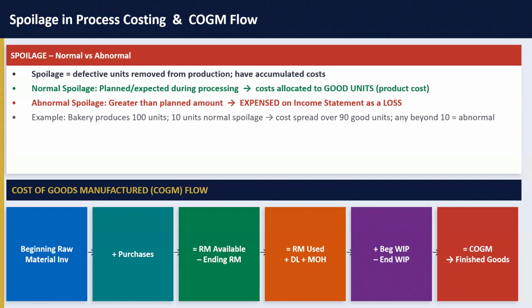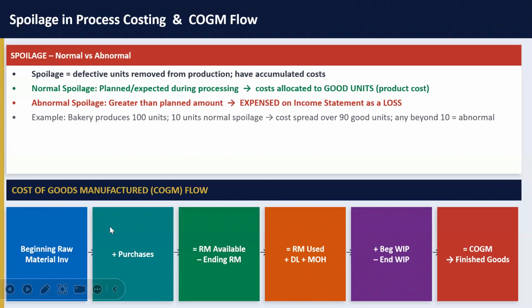Okay. So for example, a bakery is producing 100 units. 10 units getting spoiled is normal. The cost of losing those 10 units, you can add to the cost spread of the 90 good units. Anything beyond 10 units that you are losing will be added as abnormal loss in your income statement. That is how we treat it.